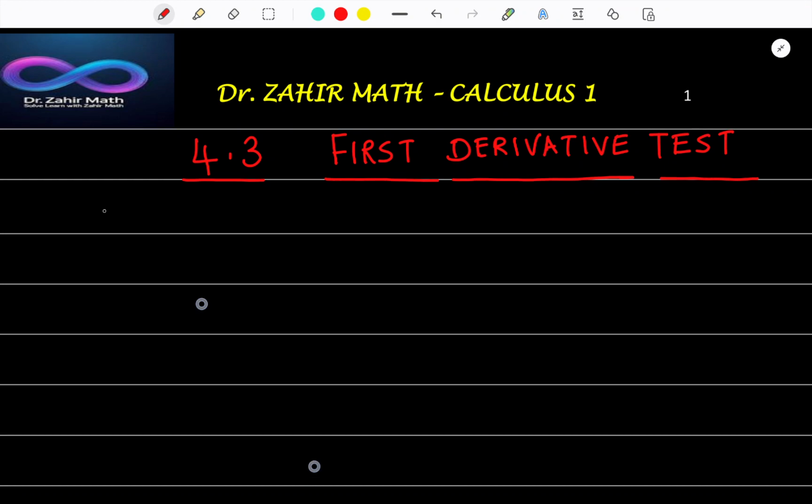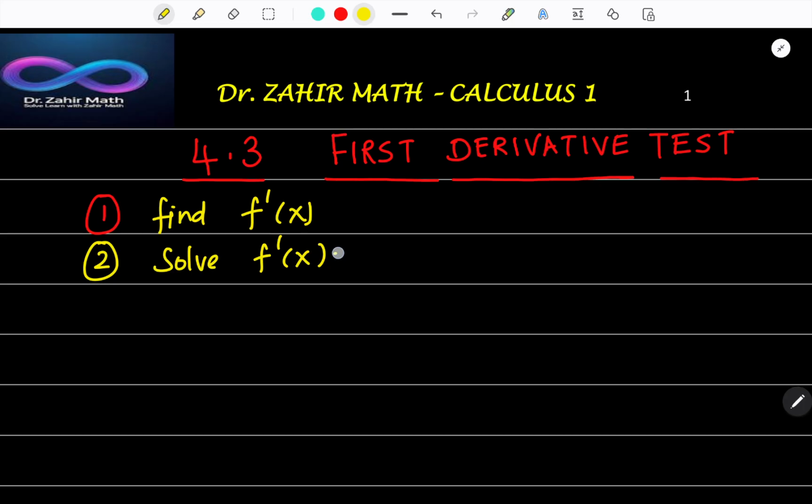Step number 1. First, find f dash of x. That means you're going to find the first derivative. The second step is solve f dash of x equal to 0. When you solve this equation f dash of x equals 0, you will get critical points. This is a very important step. Based on these points only, we can take a decision. Keep in your mind.